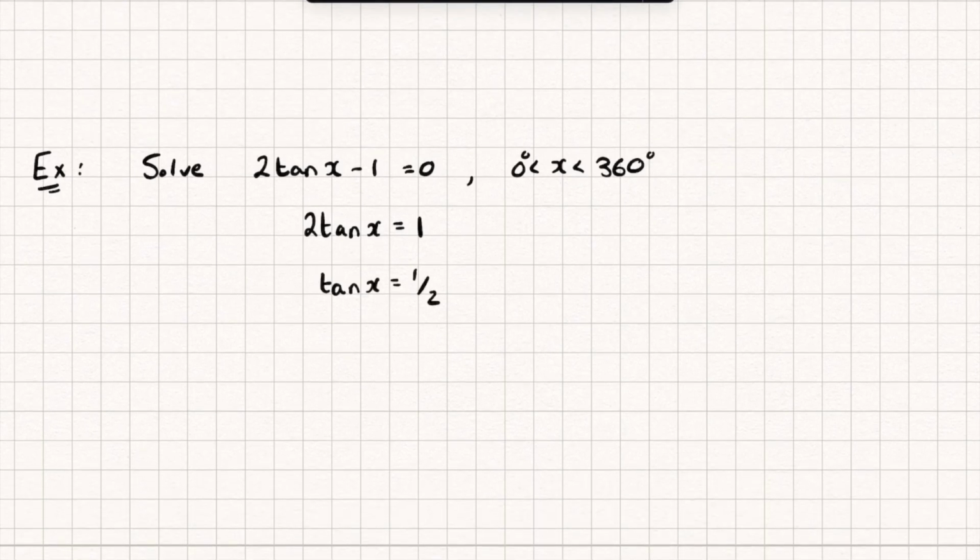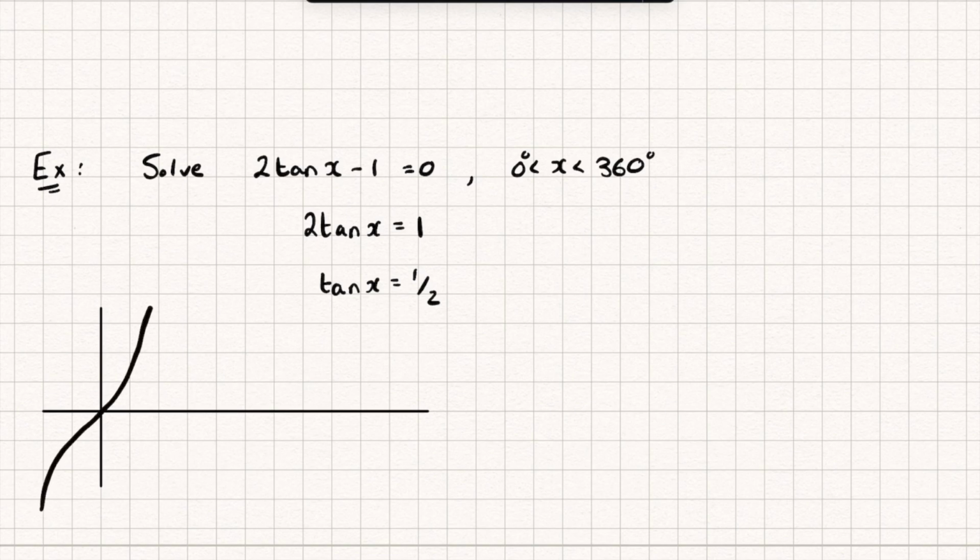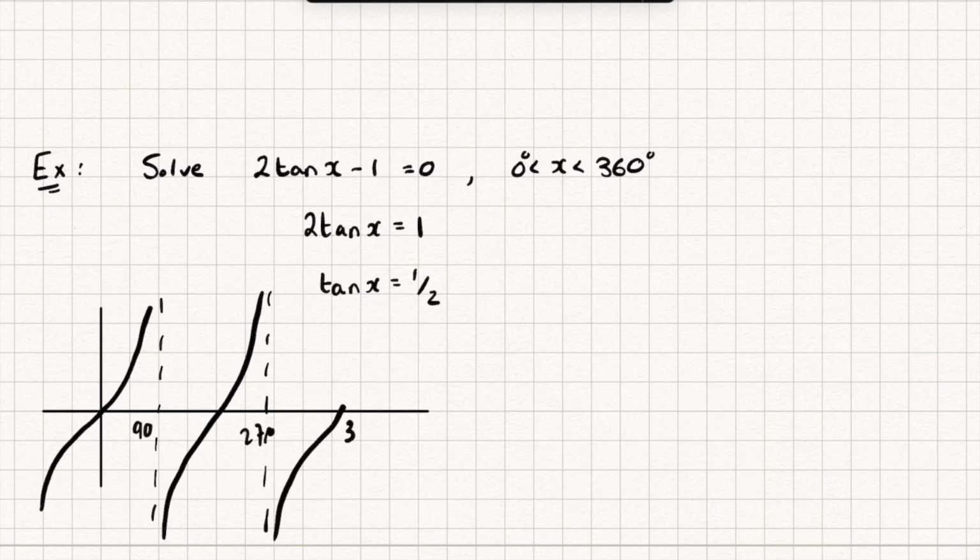Like before, I'm going to draw a rough sketch of this function just to give me an idea of what it is I'm trying to find. So let me make this look a bit nicer. There we go. So I know that it's got this asymptote at 90 degrees, and then it's going to have another one at 270, and then it stops here at 360. So where does this graph equal a half?